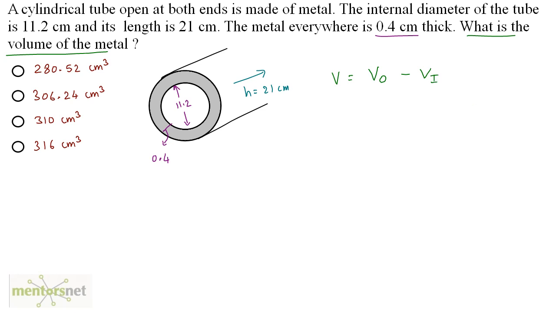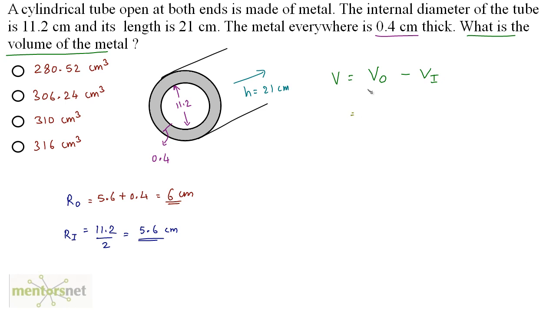Now to calculate the volume of the outer cylinder and the inner cylinder, you have to find out what is the radius of the outer cylinder and the radius of the inner cylinder. So you have been given the diameter of the inner cylinder, that's 11.2, so the radius is 11.2 by 2, and that is equal to 5.6, and this will be in centimeters. Now the outer radius will be equal to the inner radius, that's 5.6, plus this thickness, right? So plus 0.4, and that is equal to 6 centimeters. So you have the outer radius and the inner radius, and the height of both the cylinders is the same.